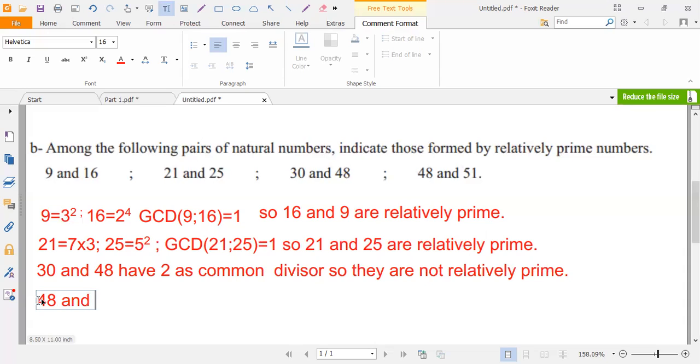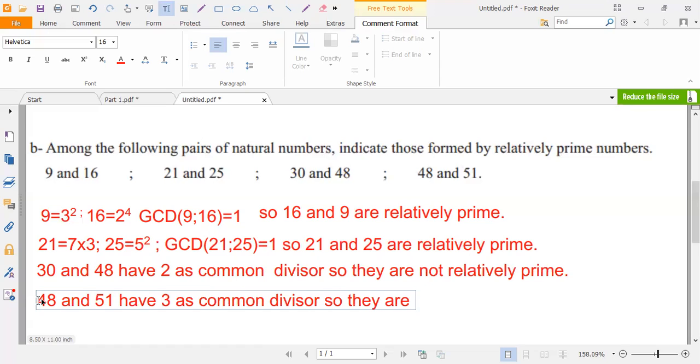48 and 51 have 3 as a common divisor, so they are not relatively prime.